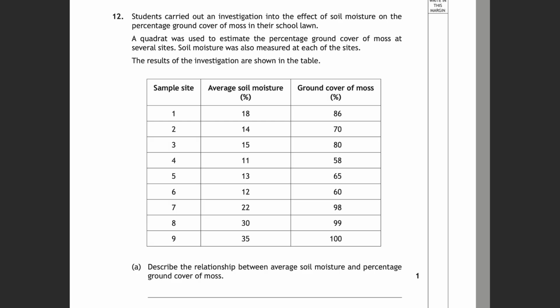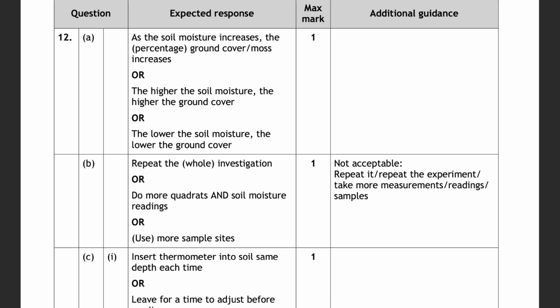So we're not looking for a relationship and say, oh, they really love each other, they get on really well, they're great fans. That's not the kind of relationship we're looking for here. We're looking for, as you increase one thing, what happens to the other thing? Does it increase? Does it decrease? Does it stay the same? So as one thing gets bigger, does the other thing get bigger or does it get smaller? That's what they mean by a relationship. And in this case, they're looking for, as the soil moisture increases, the percentage ground cover of moss also increases. So moisture goes up, percentage of ground cover of moss goes up as well.